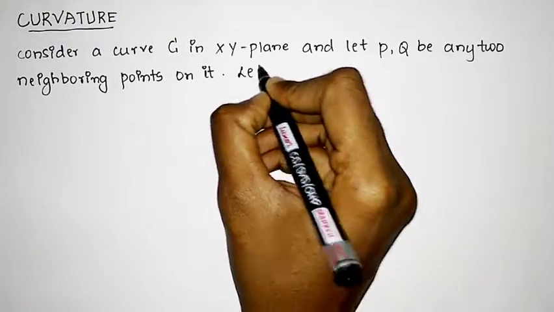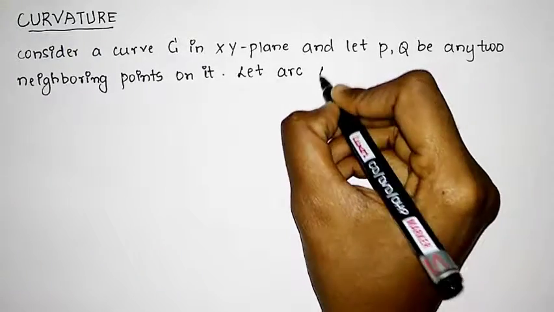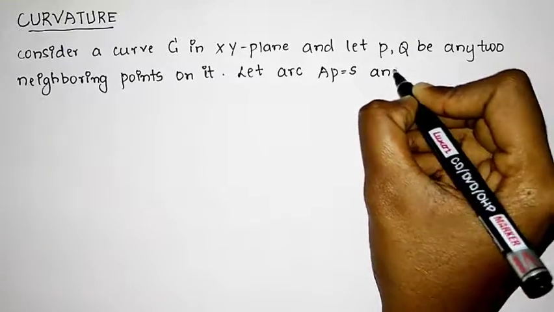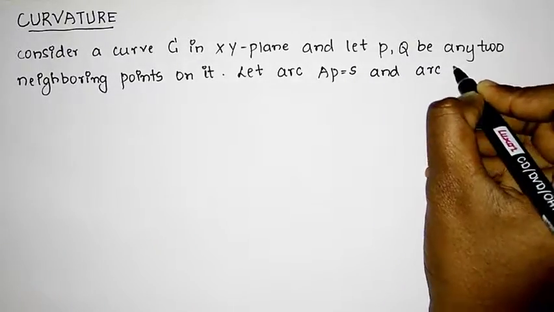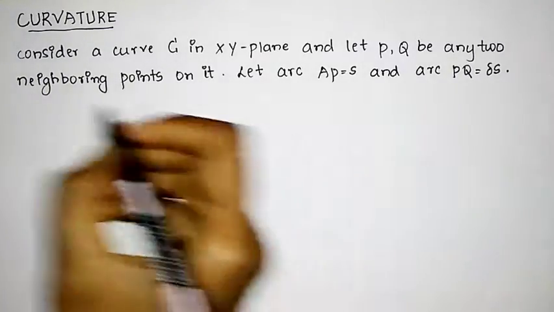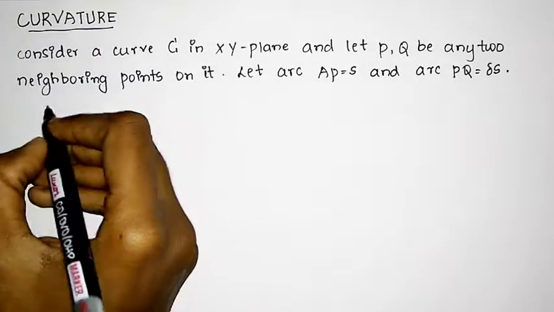So then let us consider an arc AP equal to S and arc PQ equal to delta S. By considering these parameters, we shall draw the curvature using the graph.